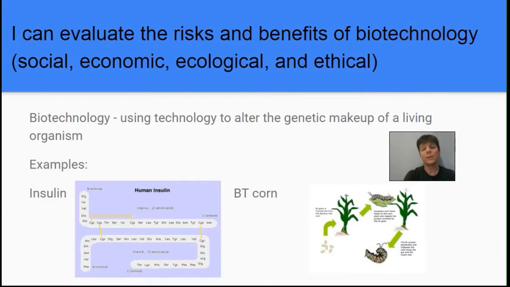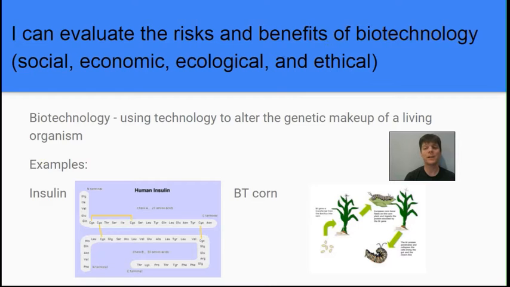Our next learning target is to evaluate the risks and benefits of biotechnology, and this can involve social, economic, ecological, and ethical considerations. Biotechnology is using technology to alter the genetic makeup of a living organism. One example of biotechnology is genetically engineered insulin. Before this, people who were diabetic actually had to use insulin that was collected from cows or pigs during the slaughtering process. Now, the biotech version actually inserted the gene for human insulin into a bacteria, and this tricks the bacteria into making the human protein.